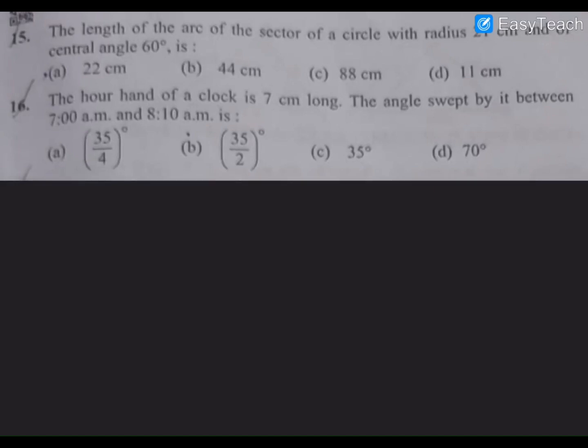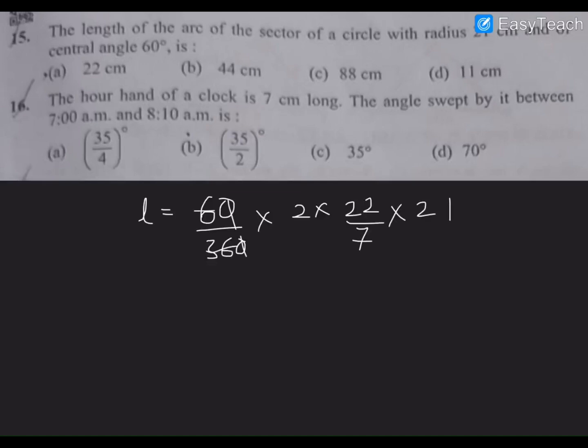For the 15th question, the length of the arc of the sector of a circle with radius 21 centimeters and central angle 60 degrees. So you know the length of the arc will be theta by 360 into 2 pi r, so 60 by 360 into 2 pi r. R is given to us as 21. So this will cancel out. Your arc comes out to be 22 centimeters. So for 15th, A is the correct answer.